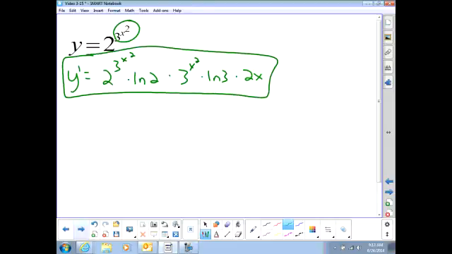So we did the derivative of our outermost thing, keeping the inside the same. That rule had a times ln 2 in it. The derivative of our next outermost thing, the 3 to the x squared, is 3 to the x squared times ln 3. And then we had to take the derivative of the x squared.